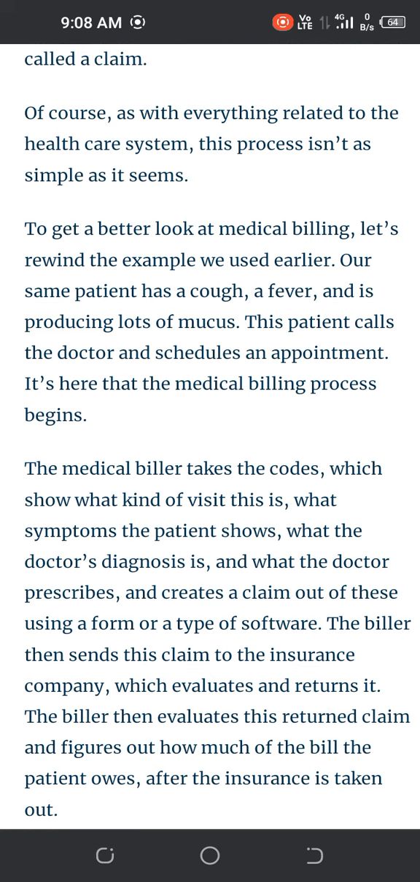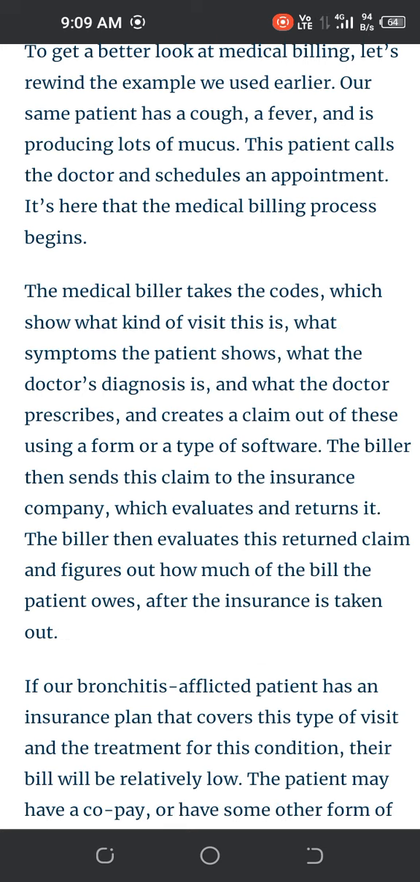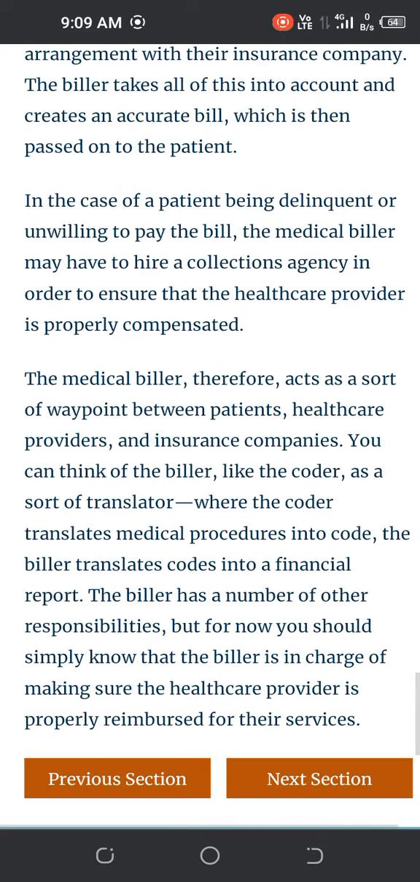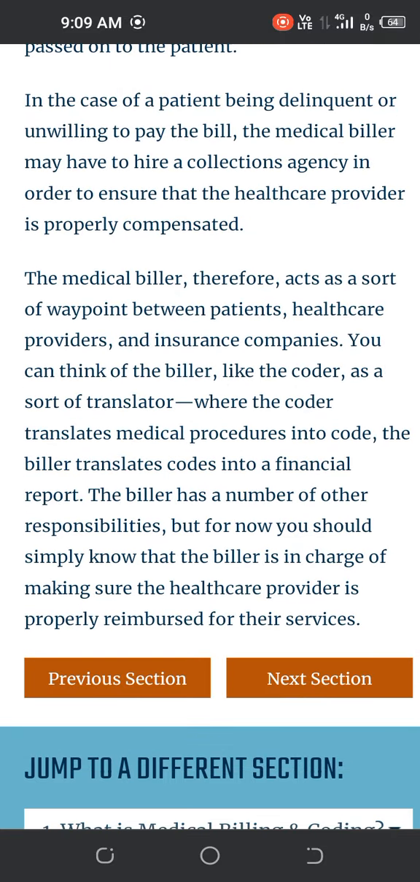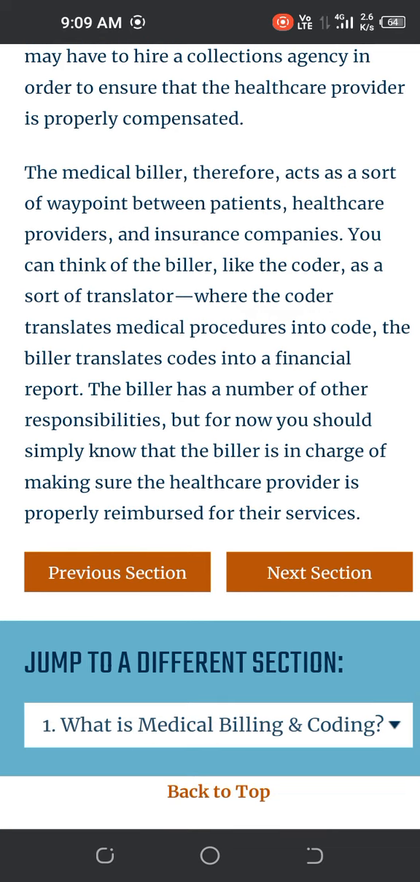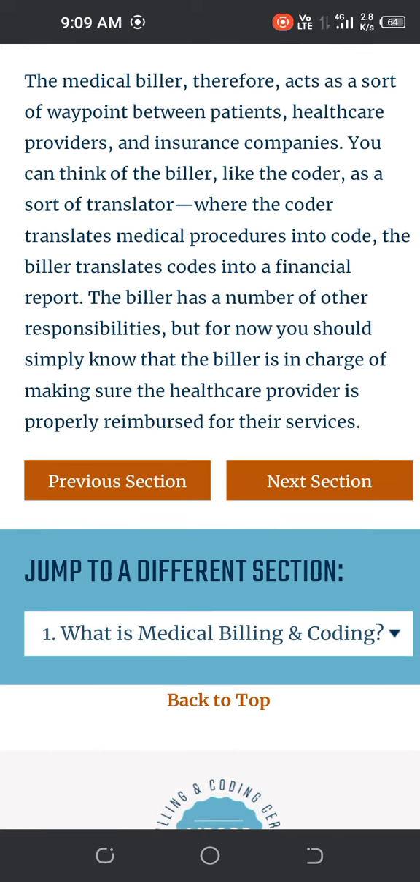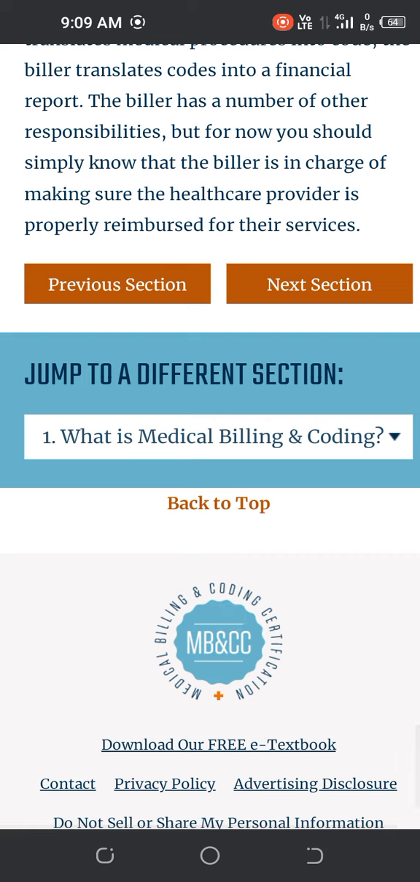Our patient has a cough, fever, and is producing lots of mucus. This patient calls the doctor and schedules an appointment. It's here that the medical billing process begins. The medical biller takes the codes, which show what kind of visit this is. The medical biller therefore acts as a sort of waypoint between patients, healthcare providers, and insurance companies. You can think of the biller like the coder as a sort of translator, where the coder translates medical procedures into code. The biller translates codes into the financial report. The biller has a number of other responsibilities, but for now, you should simply know that the biller is in charge of making sure the healthcare provider is properly reimbursed for their services.